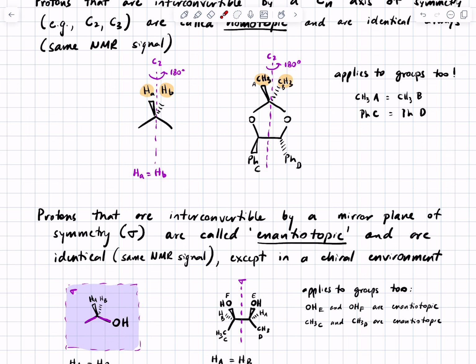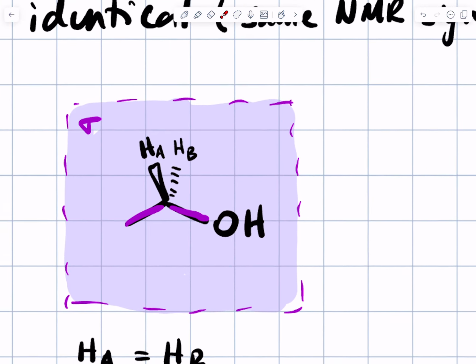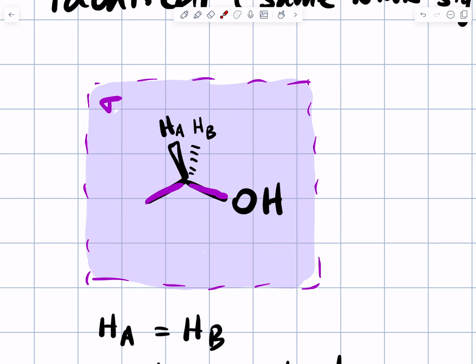I'm adding that exception because it's important in biology. It's not really going to be important for this class as we analyze NMR spectra. Here's some examples of enantiotopic protons. Here's ethanol. Proton A and proton B are not interchangeable by a rotational axis, but the mirror plane shows you that protons A and B are mirror images of each other. They are enantiotopic. They are identical except in a chiral environment.